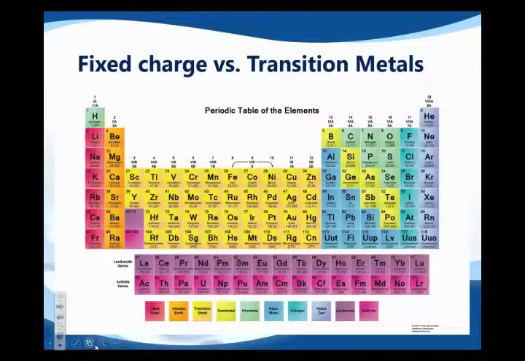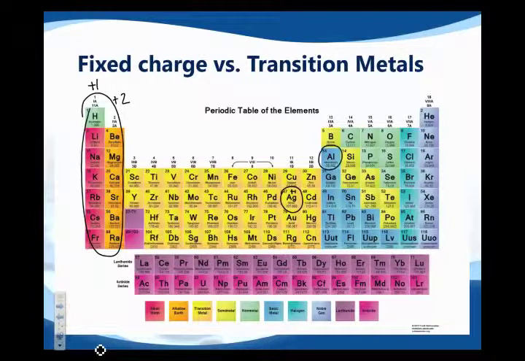So let's start with checking out our periodic table and finding out where those transition metals are. We talked about in the fixed charge metal video that these first two columns were fixed charge metals. The alkali metals, which are the first column, always had a +1 charge, and the alkaline earth metals always had a +2 charge. And then silver always has a +1, and aluminum always has a +3.